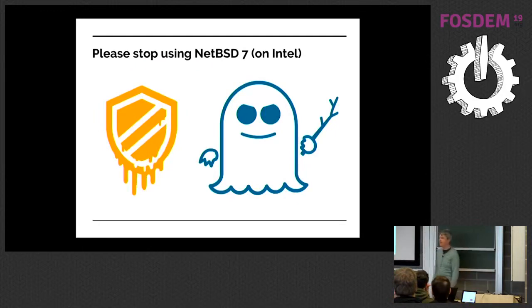Technically NetBSD 7 is still supported because the NetBSD project supports the 2 last major releases. But at least on Intel and AMD architectures, I would really like to encourage you to stop using NetBSD 7 because of these 2 guys, Spectre and Meltdown. NetBSD 8 ships with full mitigations for those. NetBSD 7 doesn't, and they have not been backported. So it's not a good idea to be running NetBSD 7 on anything remotely sensitive.